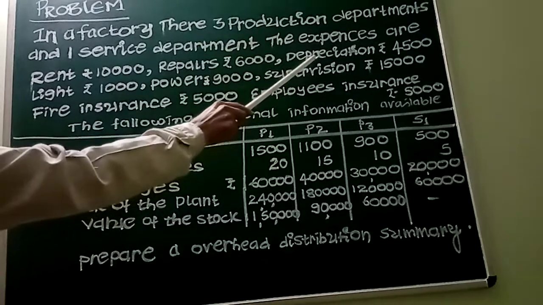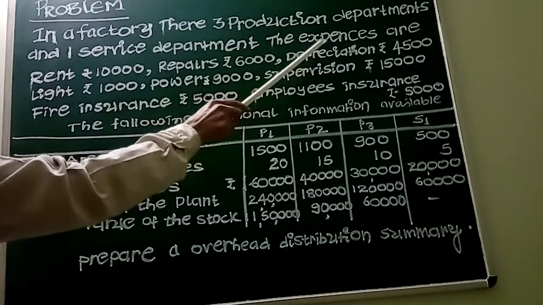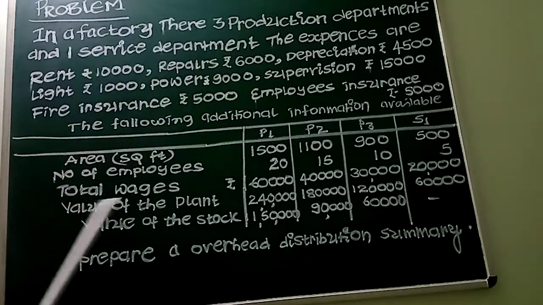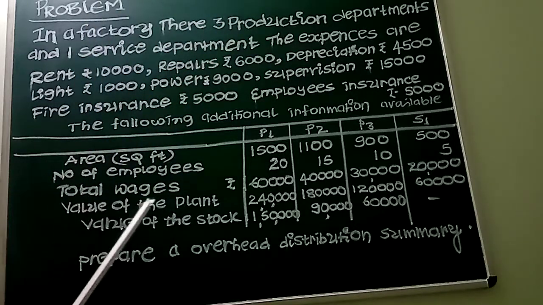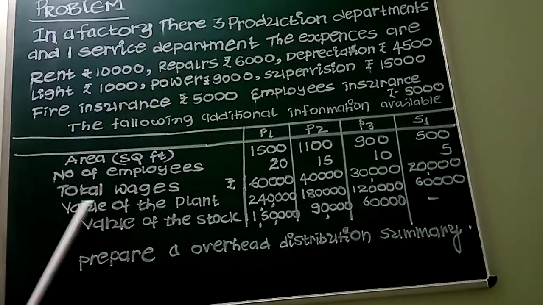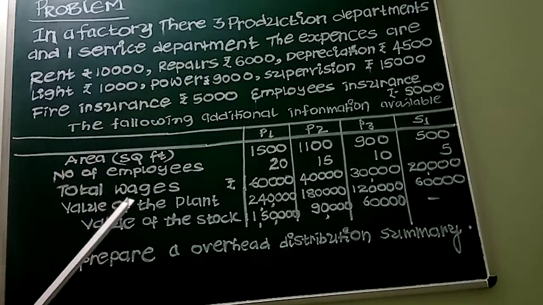So, third one is depreciation. Depreciation is also taken on the value of the plant. Value of the plant will be considered for the purpose of apportioning. Same basis will be considered for depreciation also, that is value of the plant.